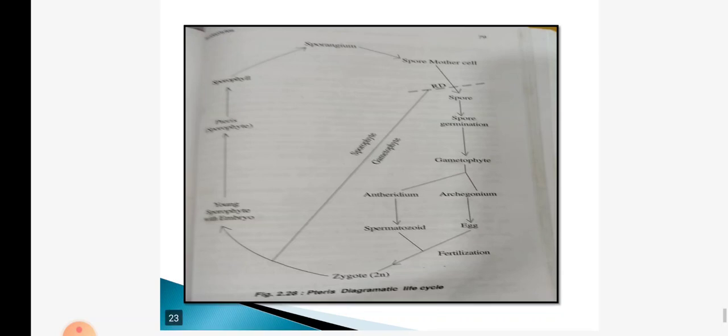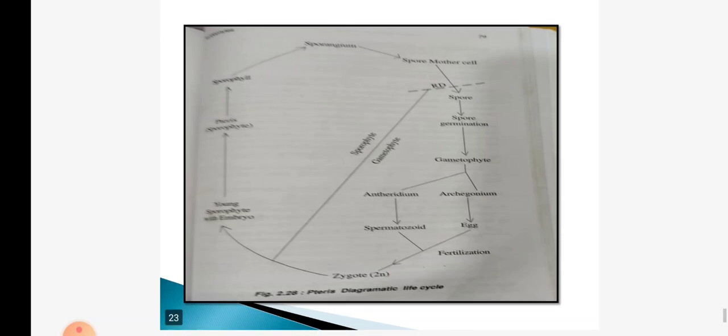Then sporangium and spore mother cells are formed in the sporophytic structure. Spore mother cells again produce the spores. Like this the cycle is repeated. The cycle shows gametophytic and sporophytic structures in which spores are produced and zygote is produced. The sporophytic structure shows the presence of sporangium, spores and spore mother cells. Like this the Pteris life cycle is represented in this diagram.